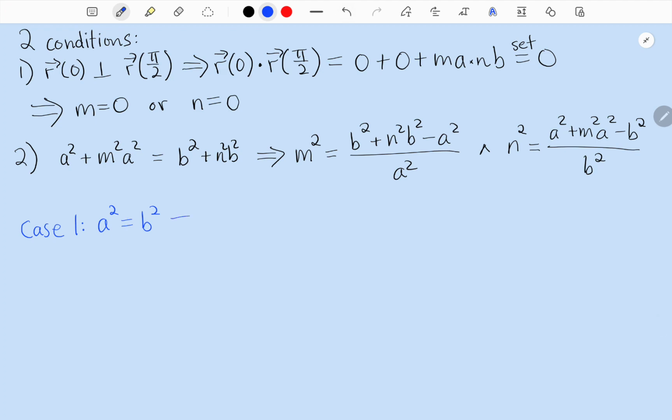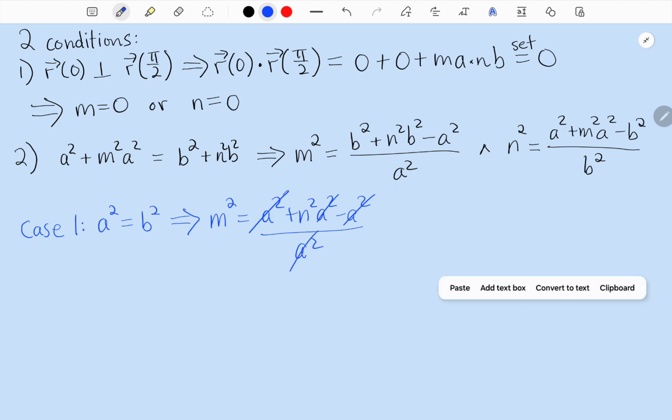So if A squared is equal to B squared, what's the relationship between m squared and n squared? m squared is going to equal, well, B squared is equal to A squared, right? So we just have A squared plus n squared A squared minus A squared over A squared. We see that A squared and negative A squared cancel. A squared minus A squared is 0, and then A squared over A squared is 1. So we get that m squared is equal to n squared.